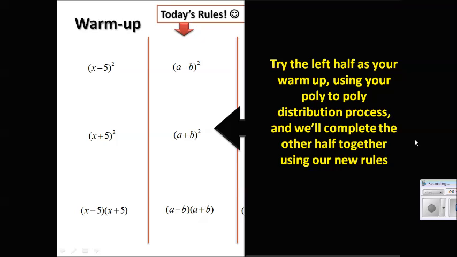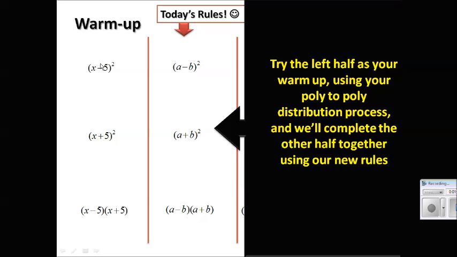Alright, so to start our lesson today, we need to develop some rules, and you're actually going to do it for me. You have a warm-up in your packet. I want you to do the first two columns on the left side of your warm-up. If you can pause the video here and go ahead and do those on your own using the methods that you know. I will remind you that this is not x squared minus 5 squared.